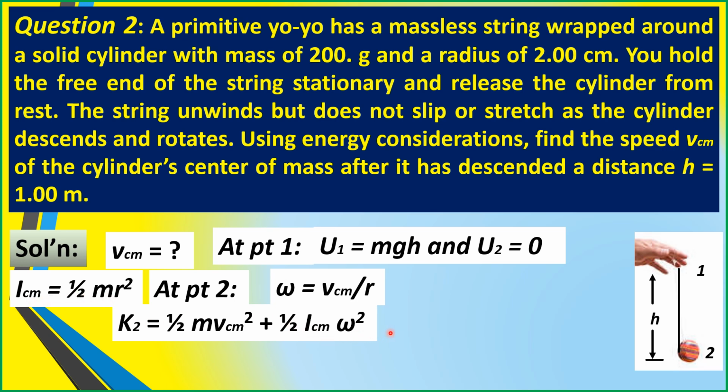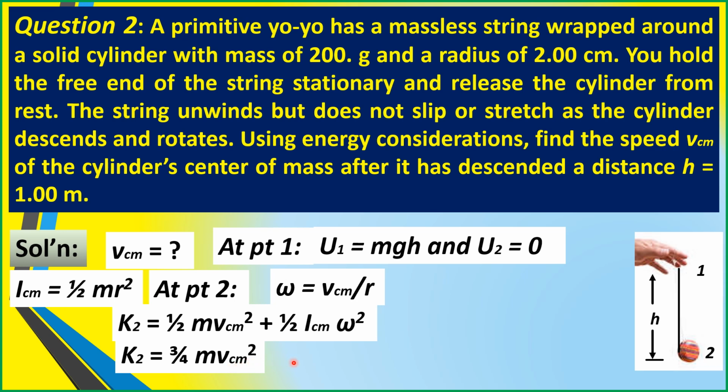So if you substitute the equivalent of omega in this equation, which is v sub cm divided by r, and substitute also the formula for the moment of inertia of a solid cylinder in this term, then we will be able to express the total kinetic energy of the yo-yo as being equal to 3/4 of the product of the mass and the square of the linear speed of the center of mass of the yo-yo.